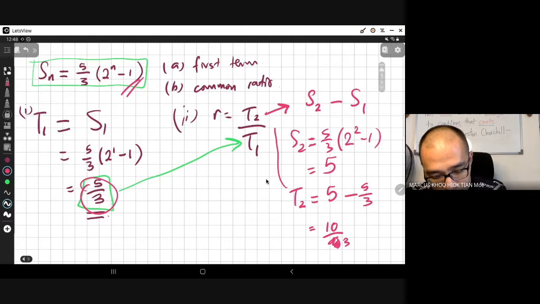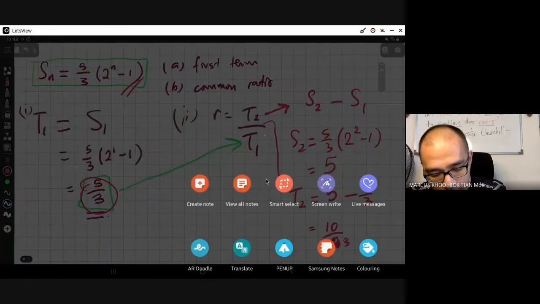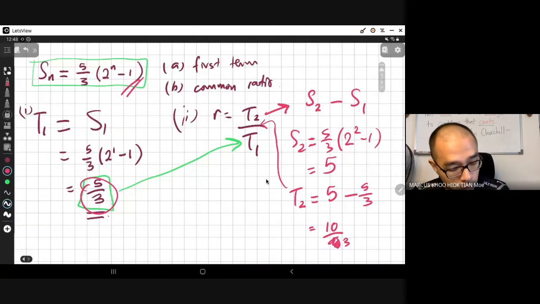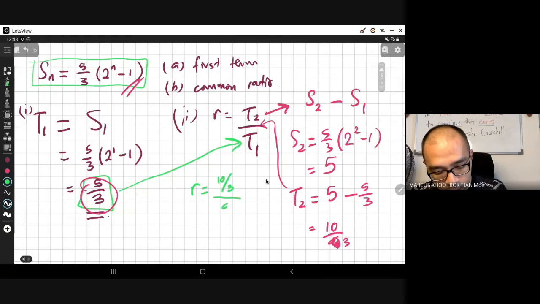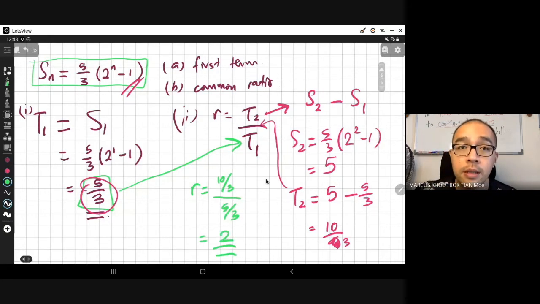So then we can substitute this in here to find the R. R equals 10 over 3 divided by 5 over 3, which will give you the answer 2. Okay. Honestly, this is not even a difficult question, but the understanding of this is the important thing. That's why these revision classes are important, to remind us of the things that you have forgotten.